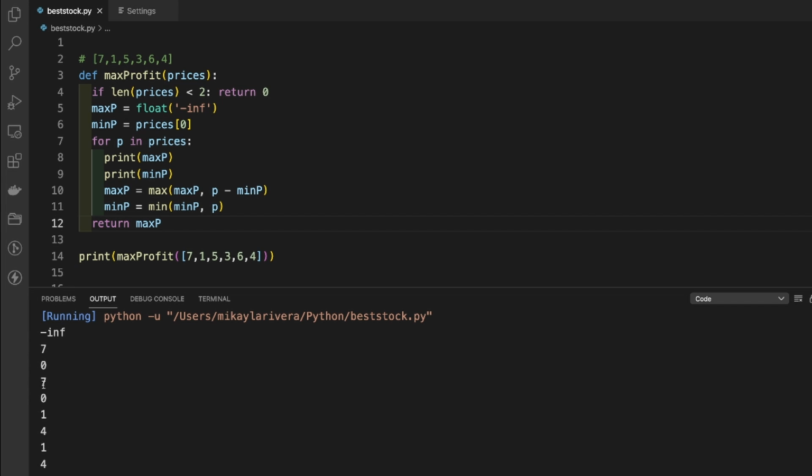And as we go along, as we move to 1, we now still have our max profit as 0, but our minimum price is going to be equal to 1 now, because we're going to compare 7 and 1 to it. And as you can see, it continues down as we move through it, and eventually we get our answer of 5, which becomes our max profit, and that's what we return.